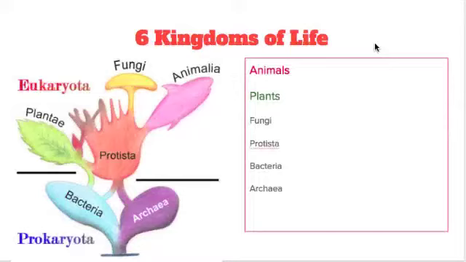Okay, so we have been mostly focusing on plants and animals in terms of looking at plant and animal cells. However, there are 6 kingdoms of living things, or how biologists classify living things. So we put them into these neat little categories: animals, plants, fungi, protista, bacteria, and archaebacteria.